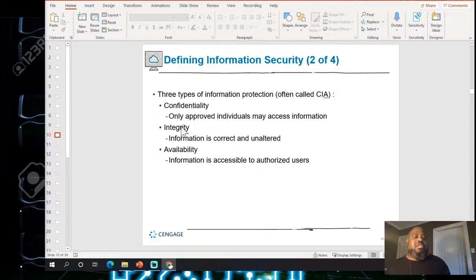Confidentiality, only approved individuals may access information. Integrity, information is corrected and unaltered. Availability, information is accessible to authorized users, right?